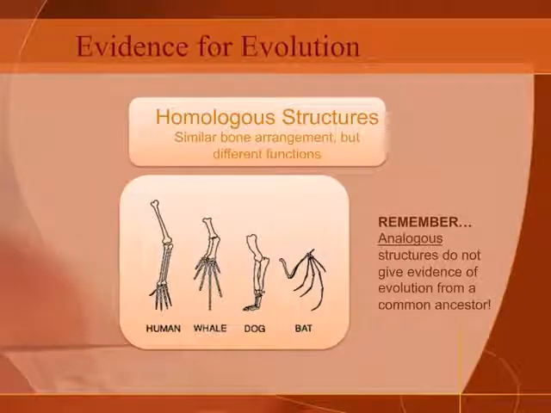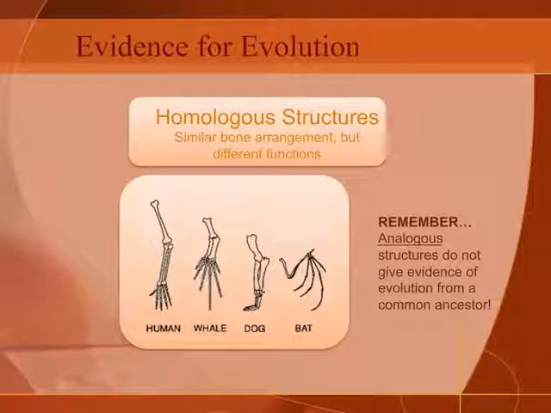The next picture should be labeled homologous structures. Homologous structures are those that have a similar bone arrangement, even though they may have different functions. So looking at the human arm, the whale flipper, the dog leg, and the bat wing, it starts at the top with one larger bone, splits into two smaller bones, and then splits again into 5 smaller bones.